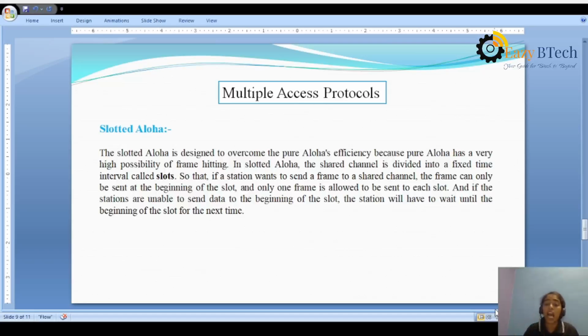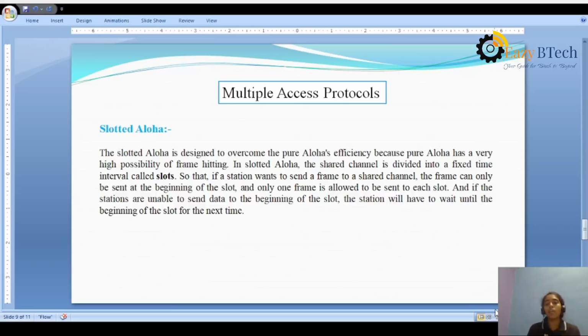Only one frame is allowed to be sent at each and every slot. Whenever I book one slot, say 1 hour, in that 1 hour I can transmit only one frame, and it will be sent to the channel at the beginning of the slot only. And if the stations are unable to send data at the beginning of the slot, the station will have to wait until the beginning of the next slot.